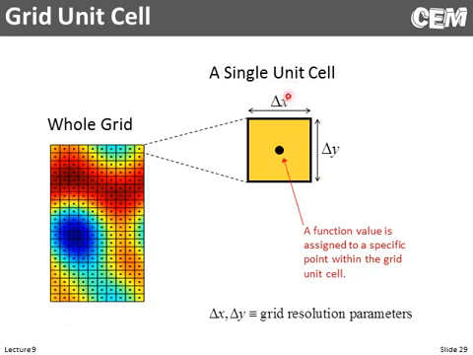So we're going to call delta x and delta y our grid resolution parameters. The smaller those numbers, the higher the resolution of our grid, the more accurate our answer is going to be. The pictures of the fields are going to look better, but our models are going to take a lot longer to run because there's just more calculations that have to happen.